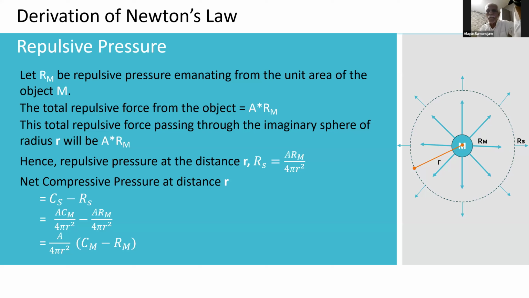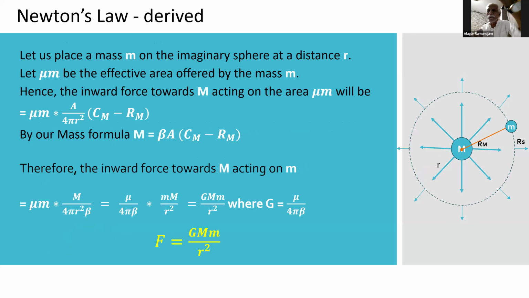So after substituting from the mass formula, here we get next. The mass formula is M equals beta times A into Cm minus Rm. Using this, we write A into Cm minus Rm equals M by beta. So we have here M by beta, 1 by 4 pi r square. This is the net compression. Net compressive pressure is this.